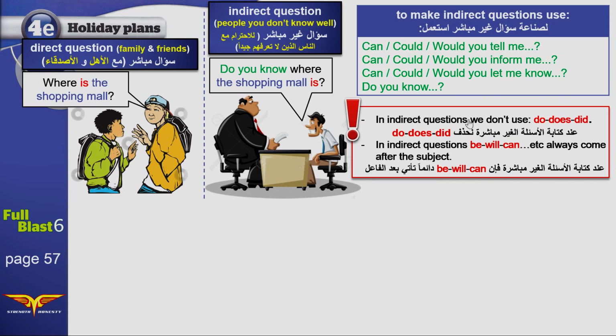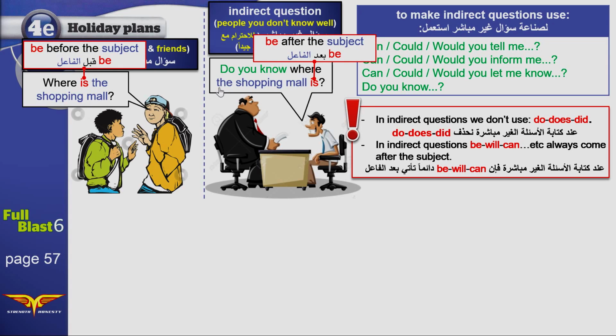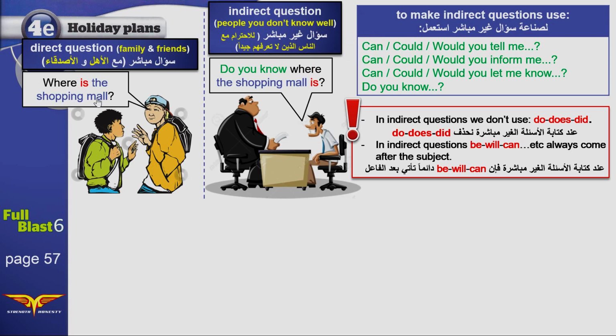Now, notice something very important. In indirect questions, we don't use do, does, or did. Never. We don't use do, does, or did here. Okay? In indirect questions, 2. In indirect questions, the verb be, which is am, is, and are, will, and can, all these always come after the subject. Where is the subject here? The shopping mall is the subject. Where is the shopping mall? Shopping mall, subject.